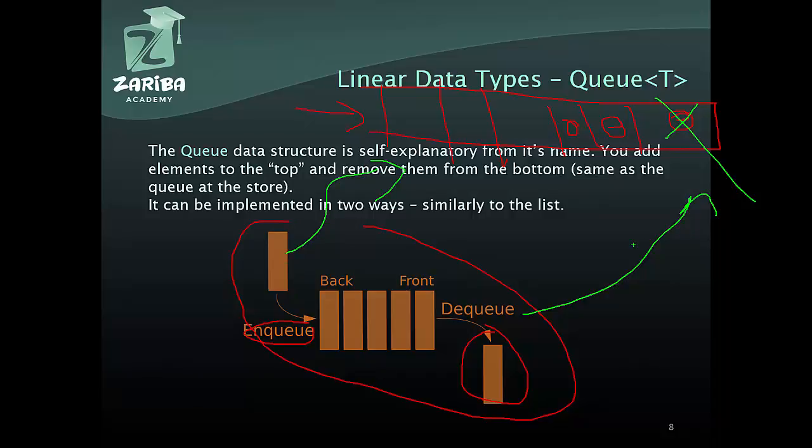So yeah, you would have to have something that keeps track of the back and the front normally, but if you do it with the linked list, you wouldn't have to. So how would you do it?